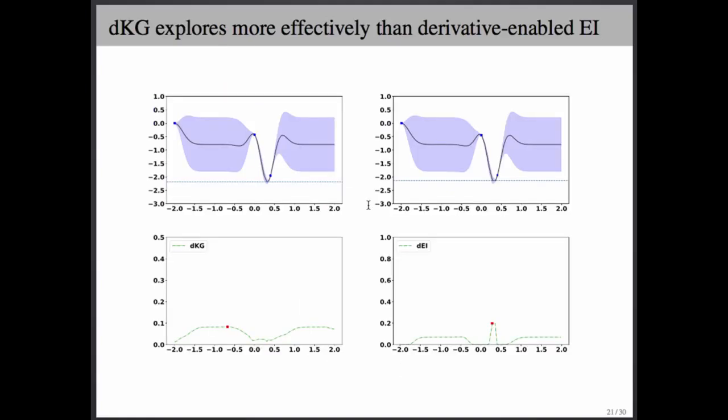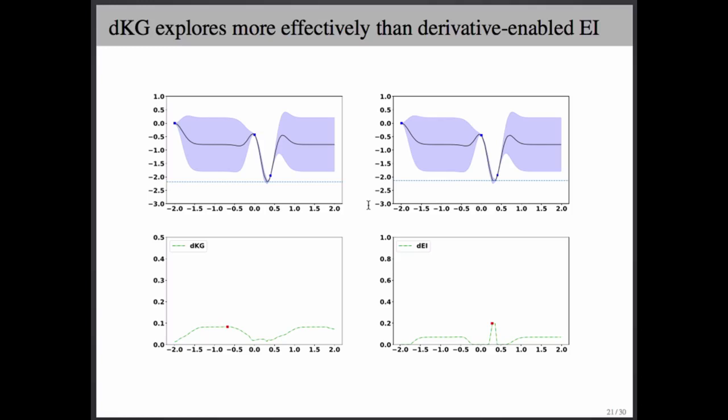So let's step back up and look at how this method performs on an example problem in relation to expected improvement, DEI. On the left, you have DKG, and on the right, you have DEI, starting from the same posterior distribution, and in the bottom row, I'm picturing the acquisition function. The main difference in behavior you see from these two methods comes about in how they think about evaluating points that are far away from previously evaluated points.